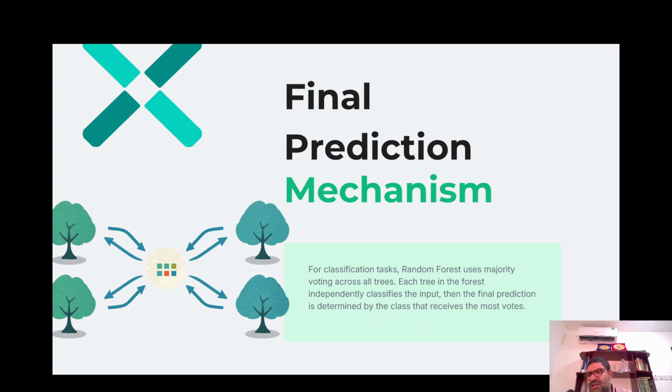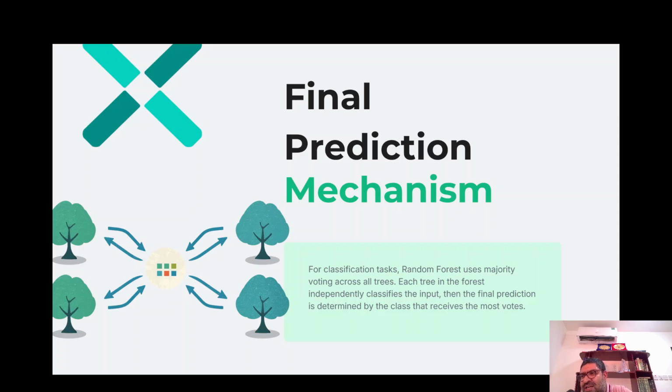And the final prediction mechanism, I have already expressed it, that the final prediction will be happening based on the majority vote. So for classification tasks, random forest uses majority vote across all trees. Each tree in the forest independently classifies the input. Then the final prediction is determined by the class that receives the most votes. So this is for the classification. Whichever class is the majority class will be output.